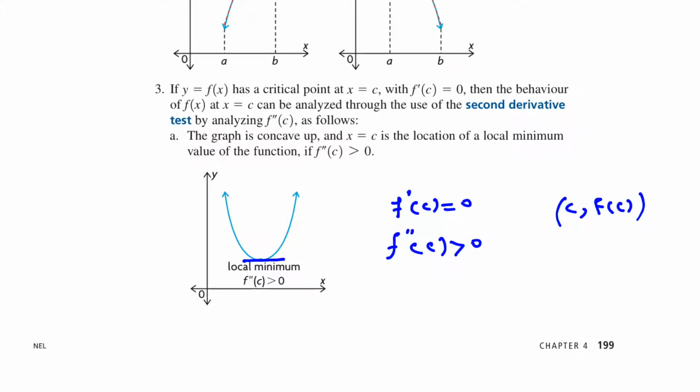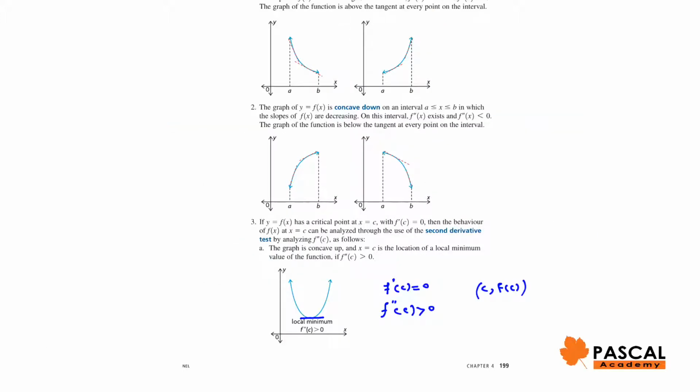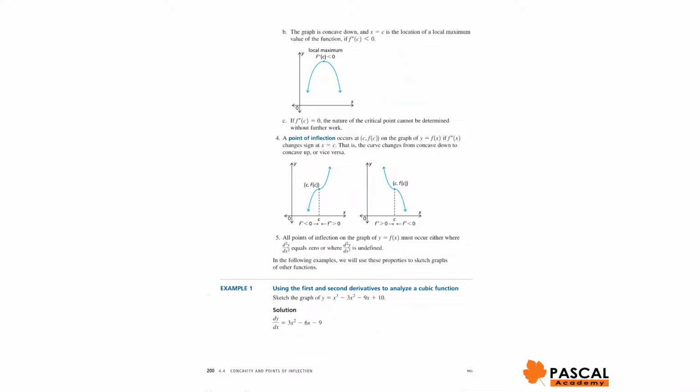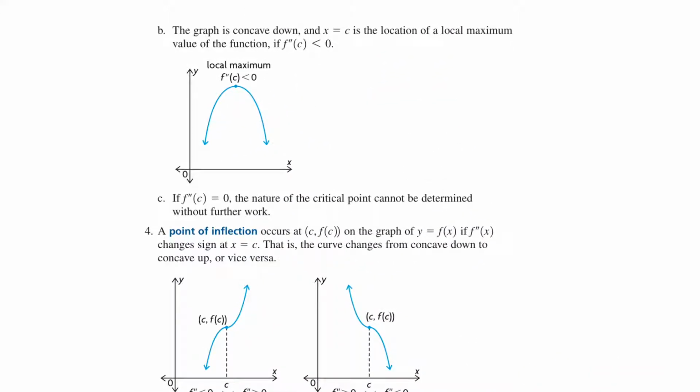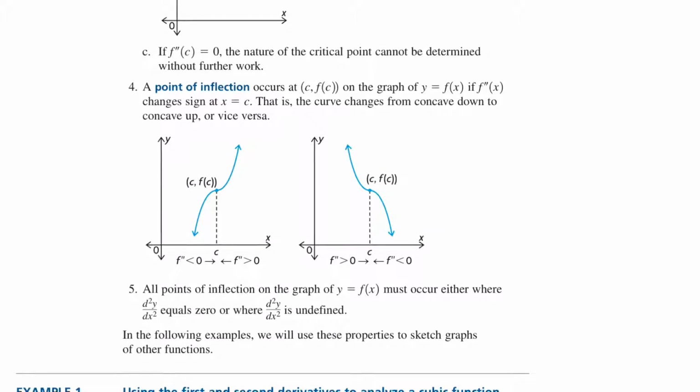If f prime of c equals 0 and f double prime of c is greater than 0, then c, f of c is a local minimum on the graph of y equals f of x. And if f prime of c is 0 and f double prime of c is negative, then c, f of c is a local maximum. This is called the second derivative test.